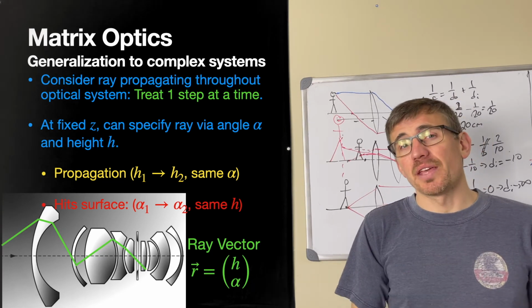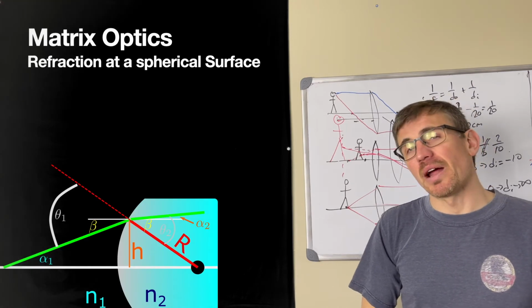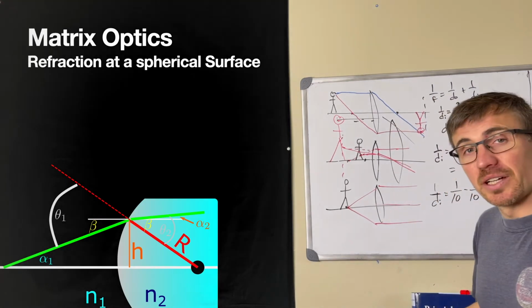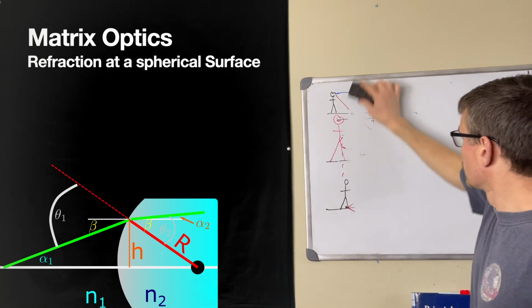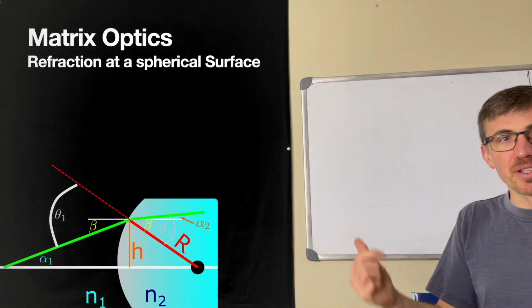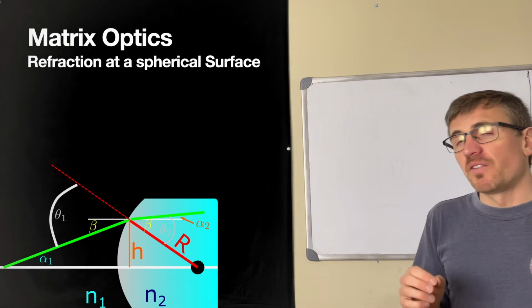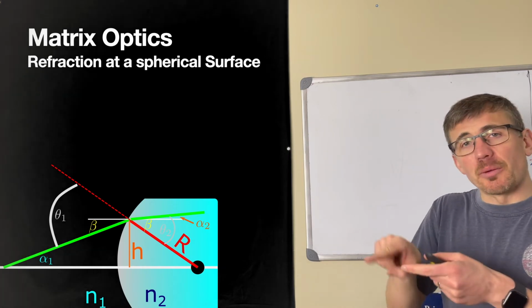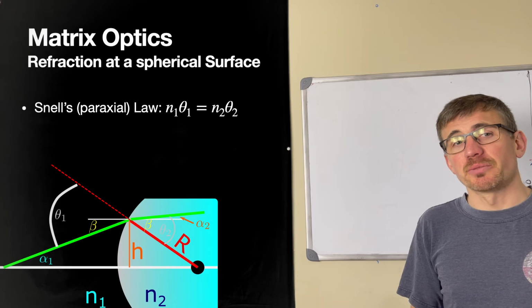Let's tackle the hardest one first, and then propagation will be easy. We'll tackle refraction at a spherical surface, all right? So let's set up the problem. Okay, it looks daunting at first, because we have all these angles, we have to apply Snell's law, but we're going to be very close to the optical axis. We're going to deal with small angles. We're going to be able to do the paraxial approximation.